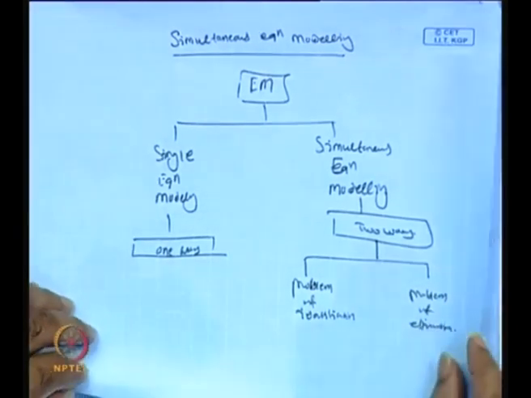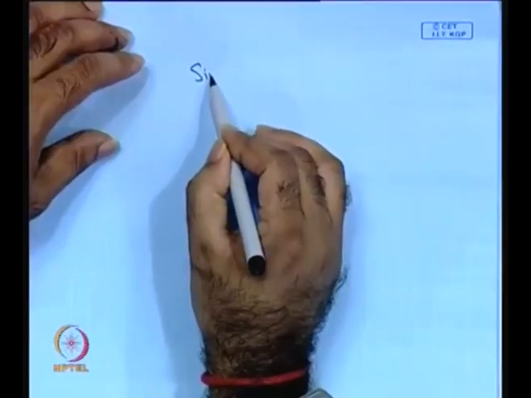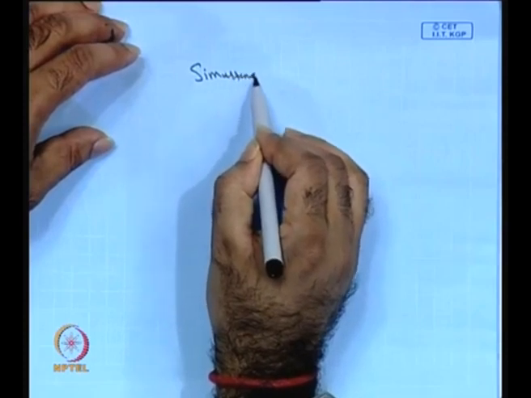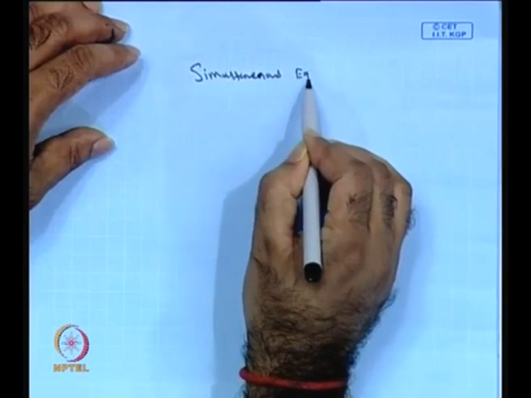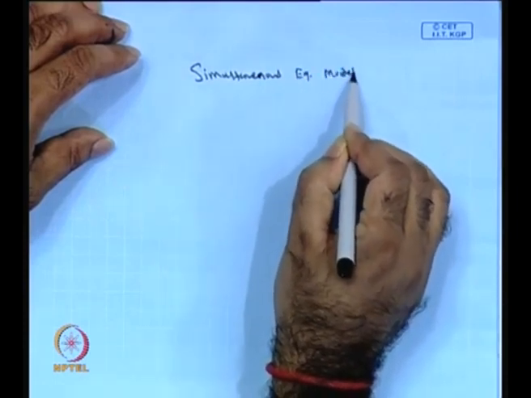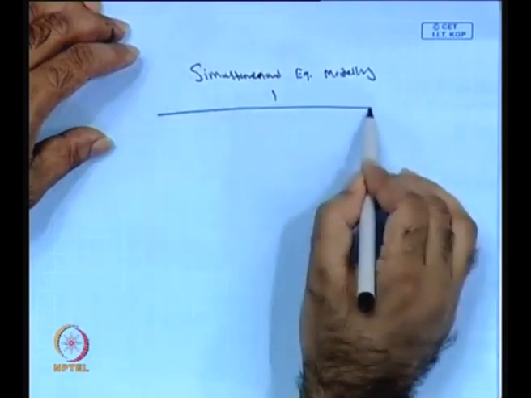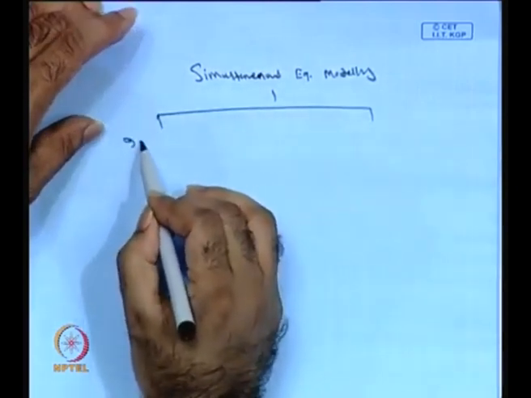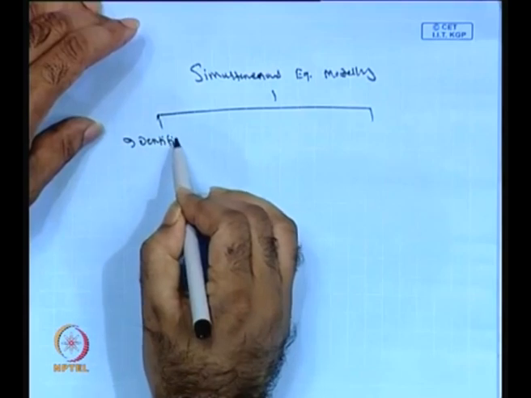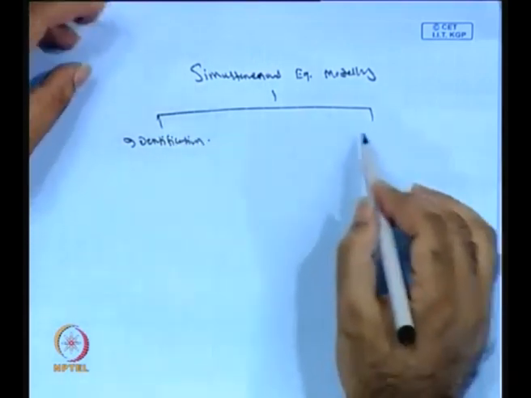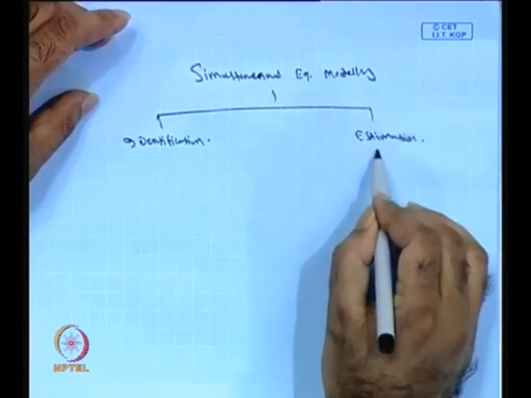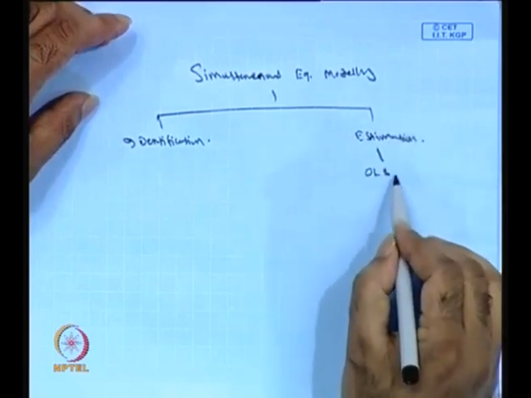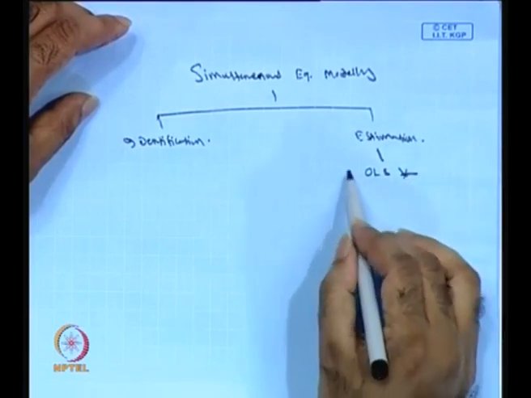Let me highlight once again. In simultaneous equation modeling, the problems are identification and estimation. So here we cannot directly apply OLS; the application of OLS is a question mark.